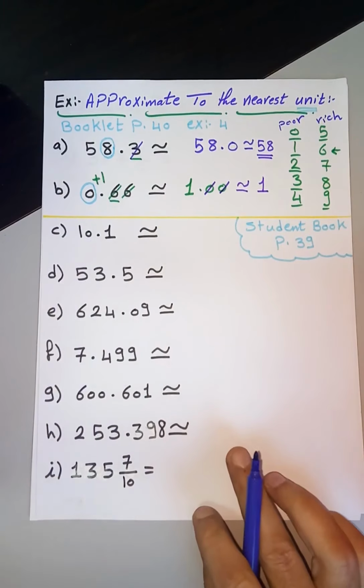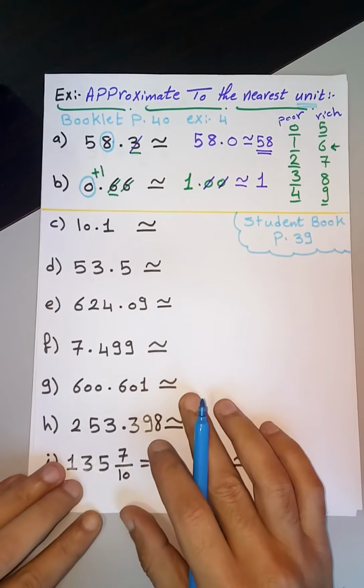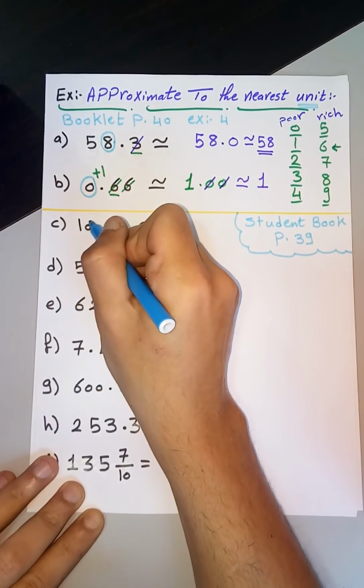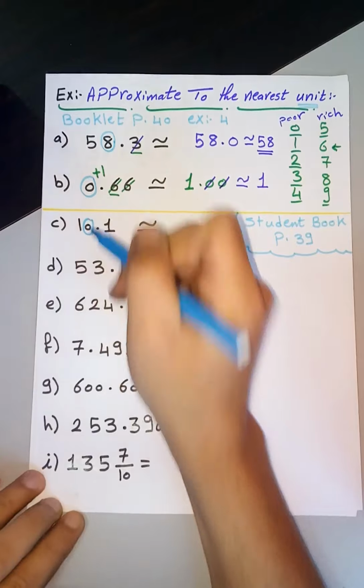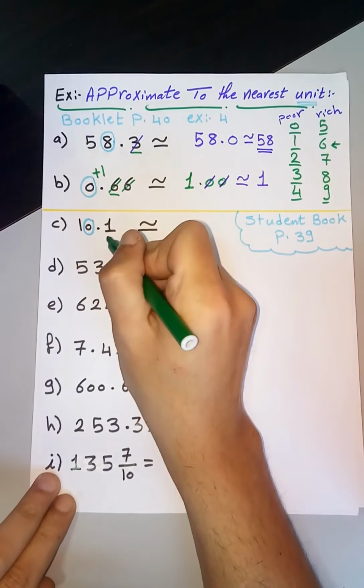Let's move on to another examples in our student book, page 39. And we also want to approximate to the nearest whole or to the nearest unit. So first we have to circle the unit digit. And as you know, the unit is always before the point. So the unit digit here is this 0. And underline the following digit, which is 1.